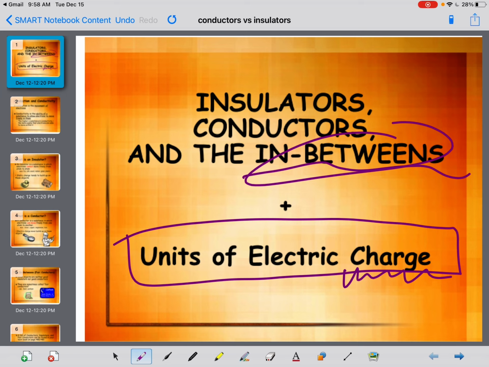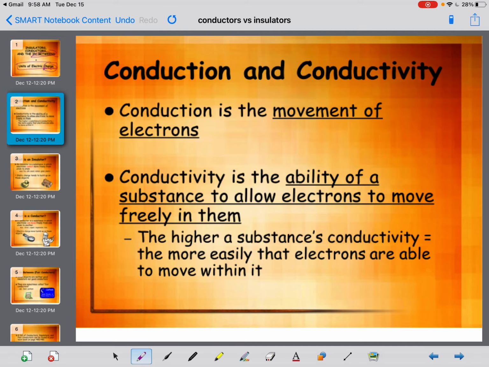In the next section of electricity, we're going to get into calculations involving charges. So I just wanted to go over what we mean when we say electric charge. That way it's more familiar when we actually get to using them. Okay, so conduction and conductivity.